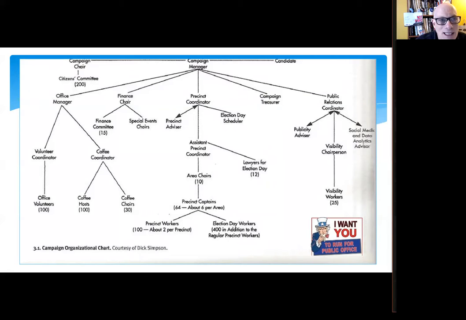So if you're working in a campaign, there is a day for sure. It's usually a Tuesday, right, upon which the polls open. Of course, now we have early voting and so forth, but certainly by the end of the day of the election, all the work has to have been accomplished. There's nothing left on the table. So that is an unusual kind of situation.